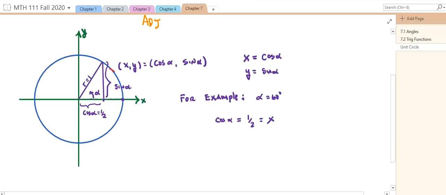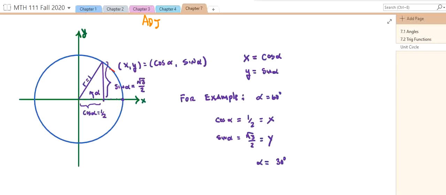And then the sine is going to be equal to square root of 3 over 2. The distance is square root of 3 over 2. So the sine of alpha equals square root of 3 over 2, and this equals the distance of y. What if I change it around? I make alpha equal 30 degrees.